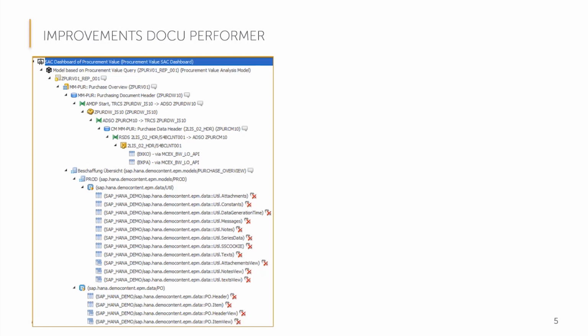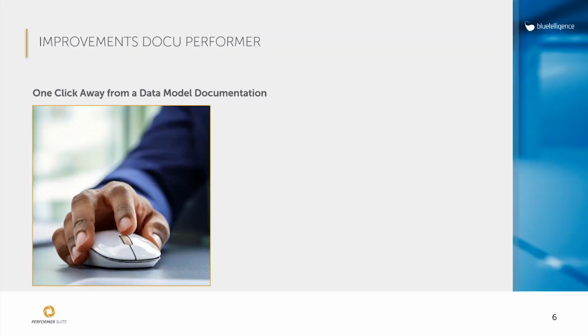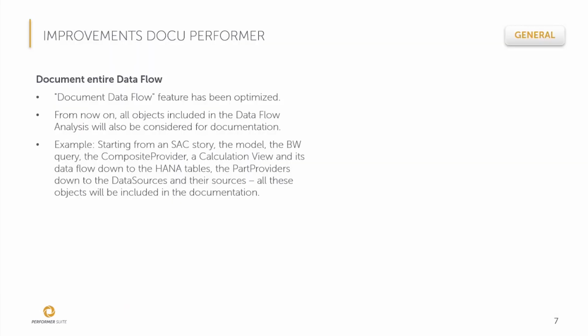The good news? This effort is drastically reduced with the new version 24.2. With just one click, you can document the entire data model. This is done using the function document data flow. Experienced Performer Suite users may already know this feature from earlier versions. In previous versions, it was already possible to document the entire data flow of an info provider down to the data source. Let me now explain how we've enhanced this functionality.